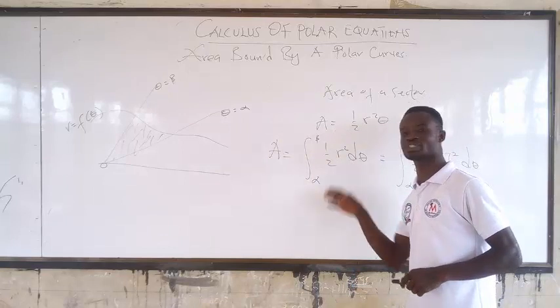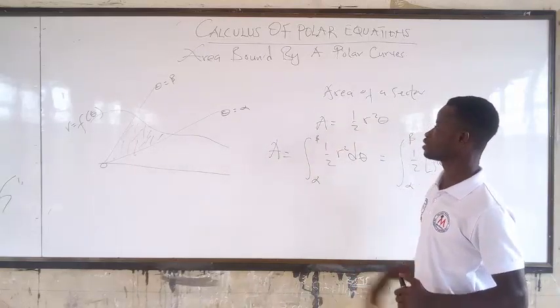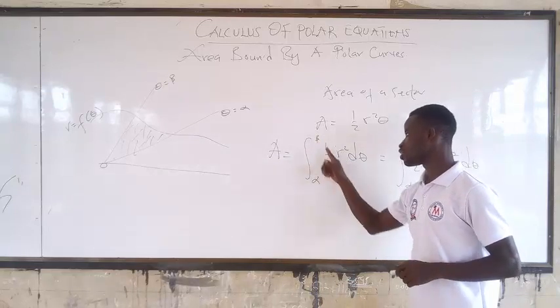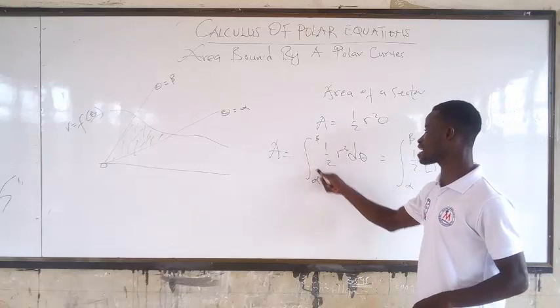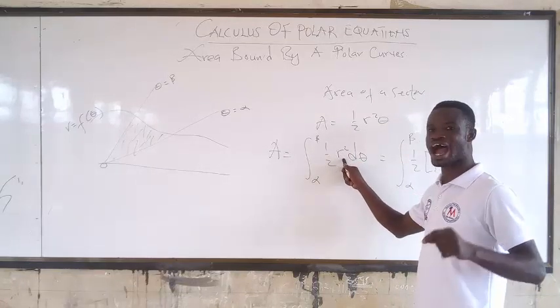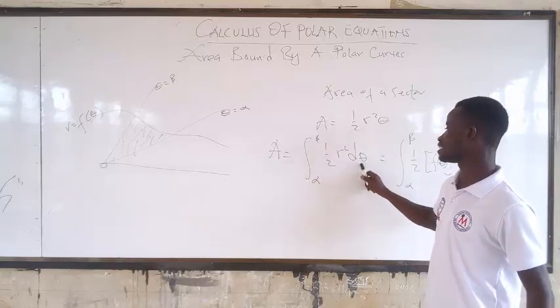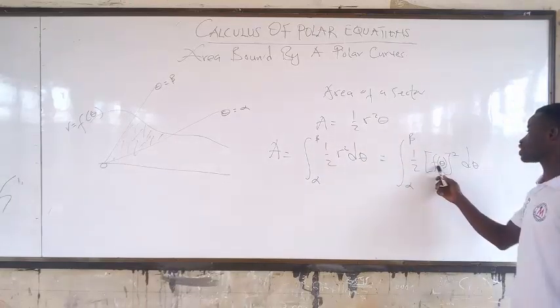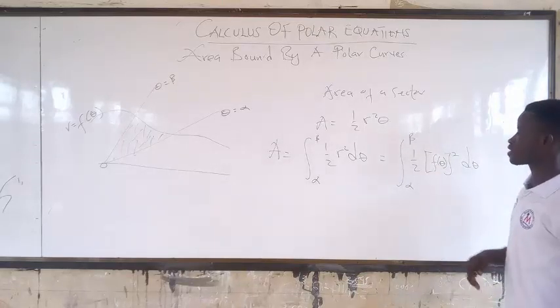So having this is going to be the integral from the lower limit of alpha to the upper limit of what? Beta, which is half r squared d theta. So we are going to integrate. This is a function of r in terms of what? Theta. So you integrate it with respect to what? Theta. And the same as the function in terms of what? Theta being squared, then that's what we are going to have.